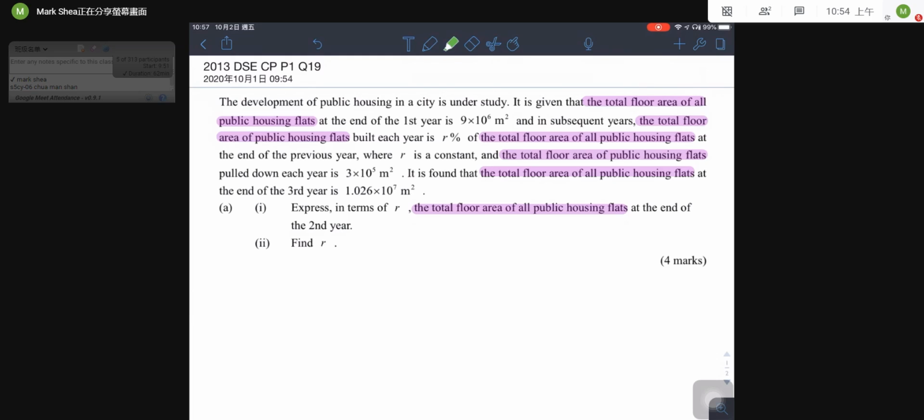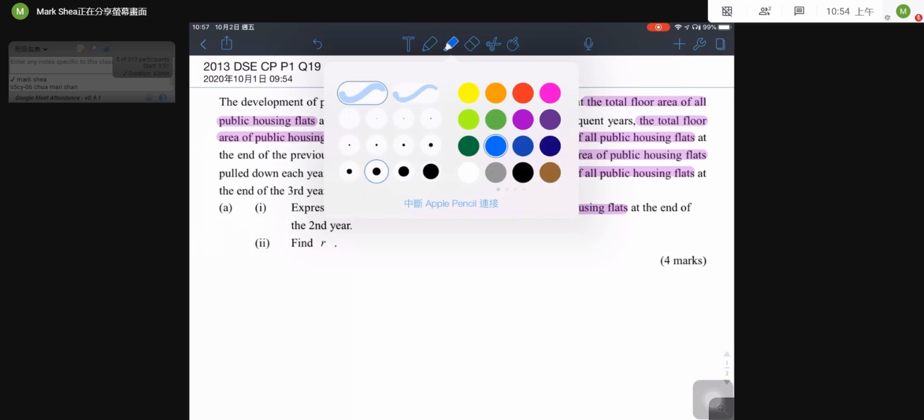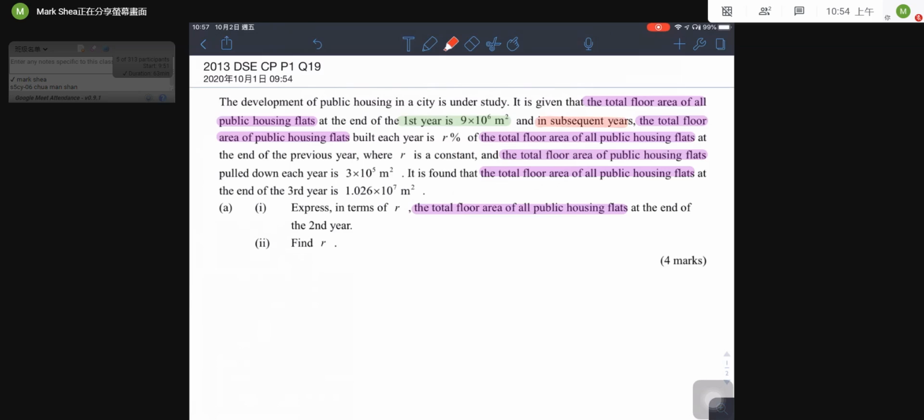Also, you can see as the question says that the area at the end of the first year is 9 times 10 to the power 6 meters square, and in each subsequent year, the area built is R% of the previous year. And at the same time, there's not only area built, but also the pull down of the area. It is 3 times 10 to the power 5 meter square.